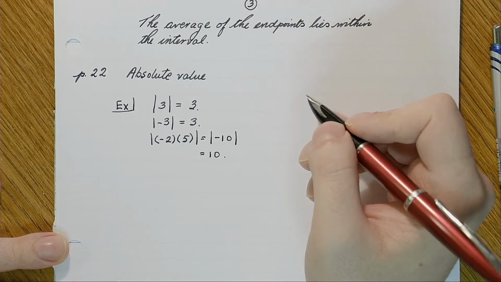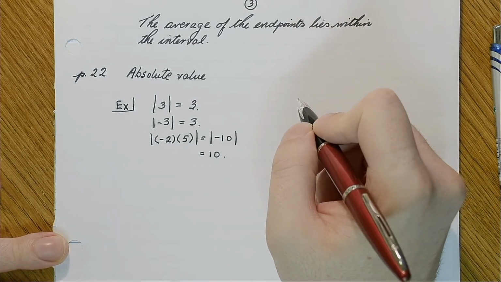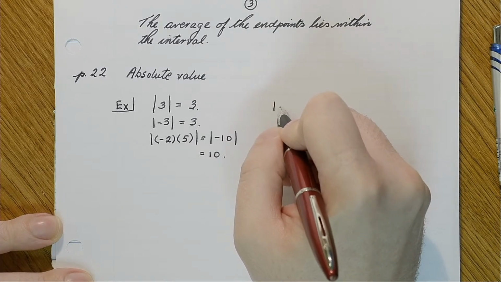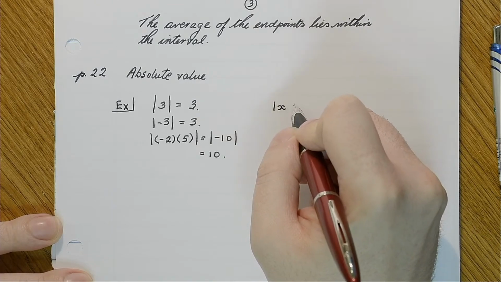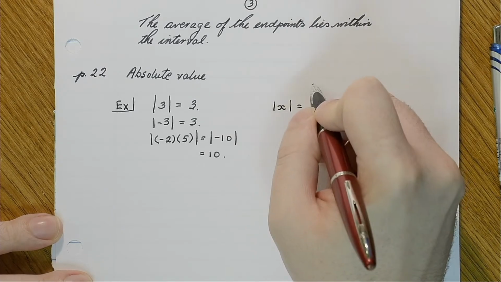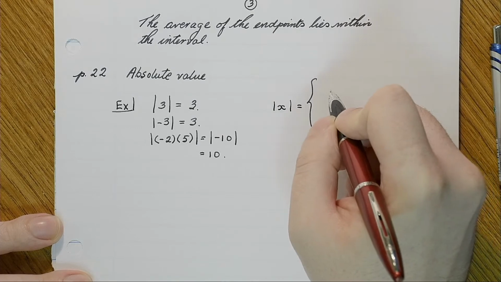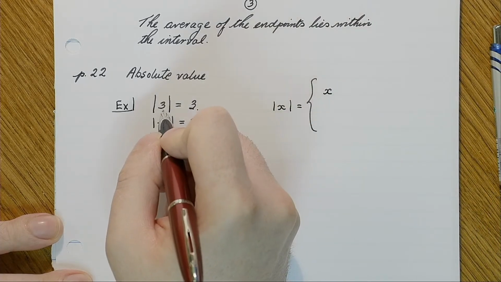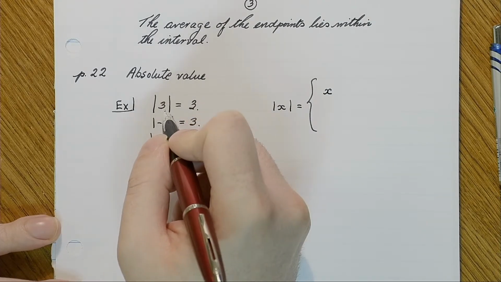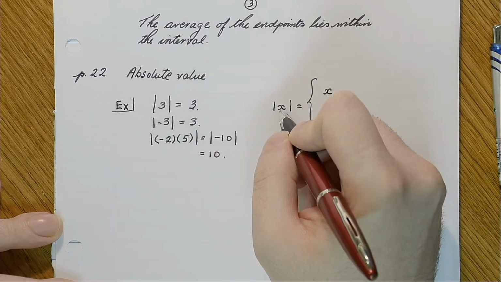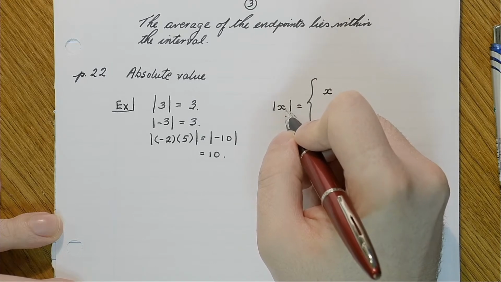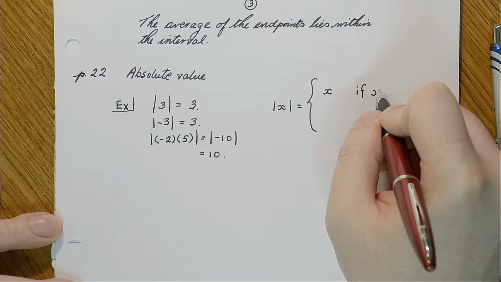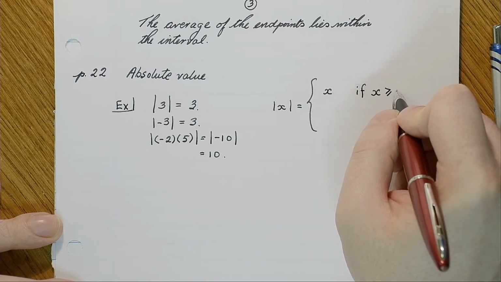Now, we can express this mathematically. It's a little weirder as a function. We can say that we take any number, say x, and it's going to be the same. So in this case, if I had 3, it's positive, it's still the same thing. So if this number x in here is positive, it's just going to stay the same. So that's if x is greater than or equal to 0.